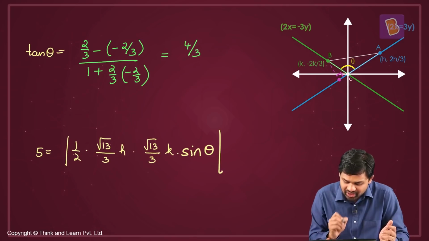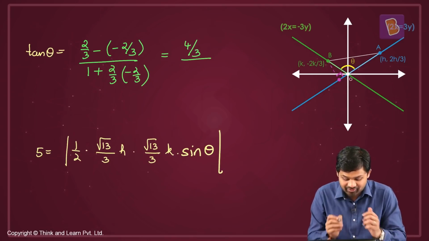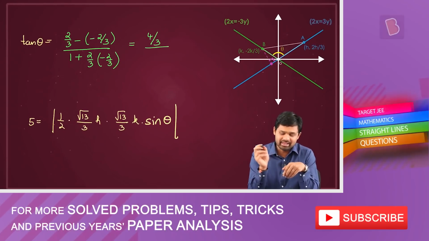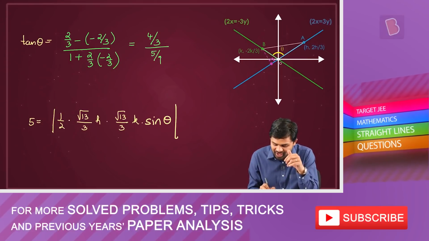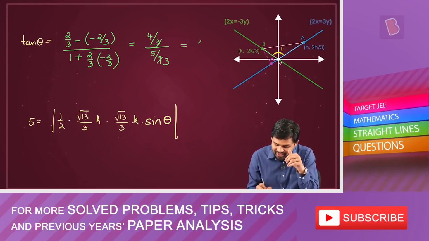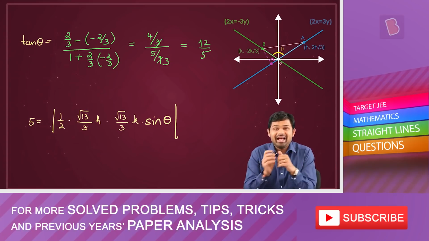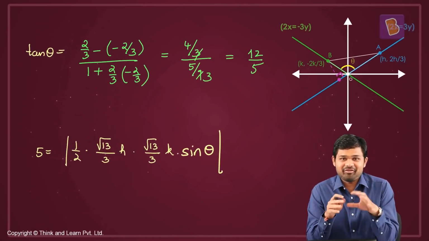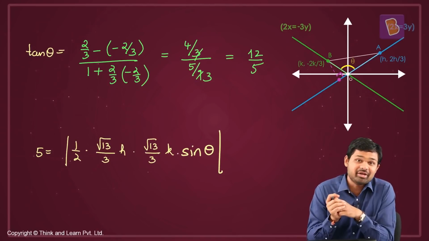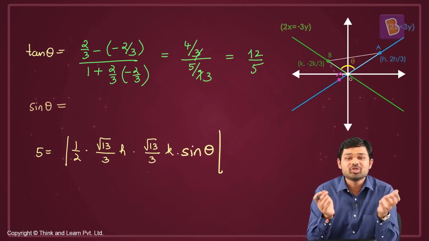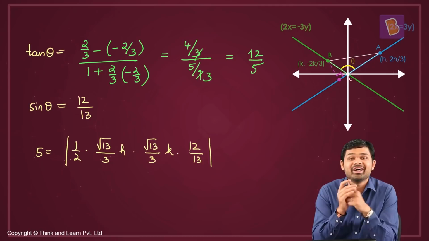I have a 4 by 3 in the numerator, and I have a 1 minus 4 by 9 in the denominator, which is nothing but 5 by 9. So if I simplify this, I get 12 over 5. If tan theta is 12 over 5, it's our very favorite Pythagorean triplet, which is going to be the 5, 12, 13 triplet. So sine theta is going to be 12 over 13.